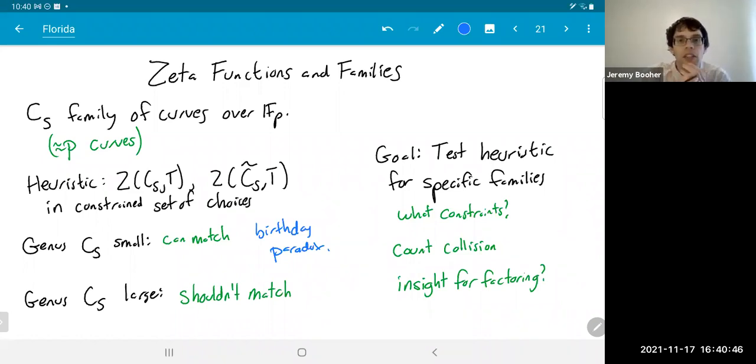And so the goal of this project was to sort of test heuristics for specific families of curves. We have some guesses. Are they right? In particular, what are the exact constraints?